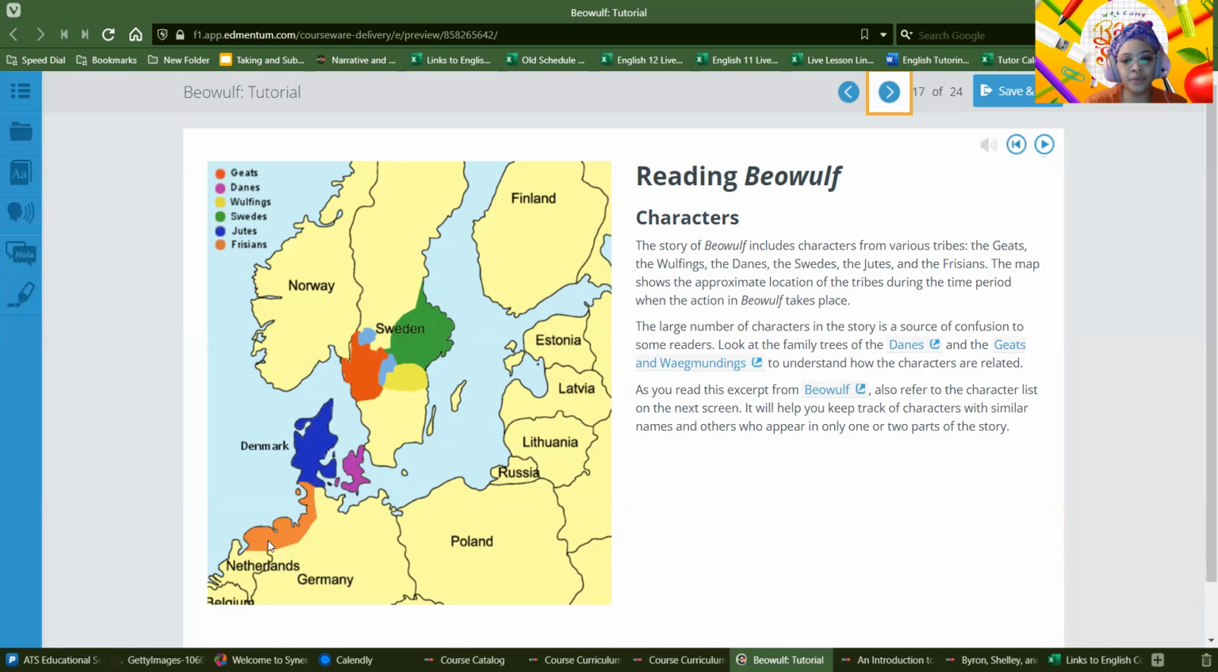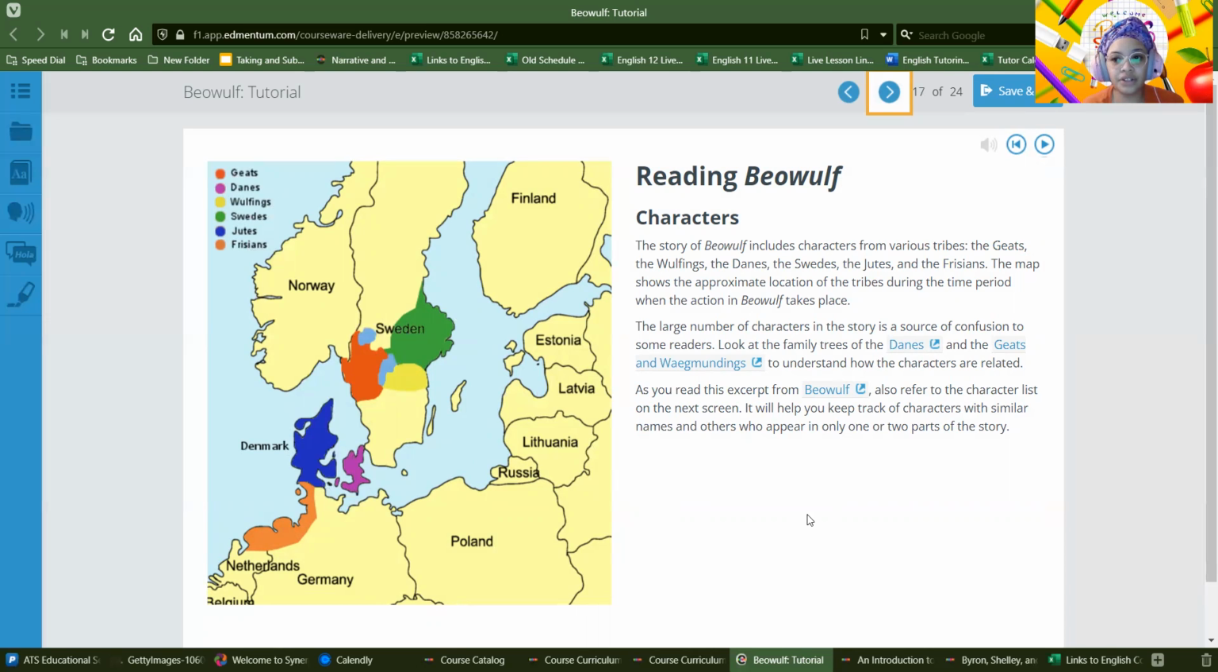There were different groups that worked together or didn't know about each other or came in contact with each other then. So here we get Geats, Danes, Wolflings, Swedes, Jutes, and Frisians. Basically, these are just the groups of people that existed at that time, that these people knew about and that they interacted with. So it's just important to know that these people were in related territories at the time.